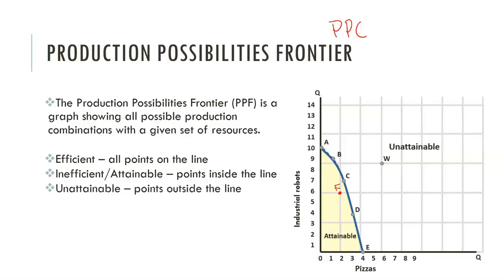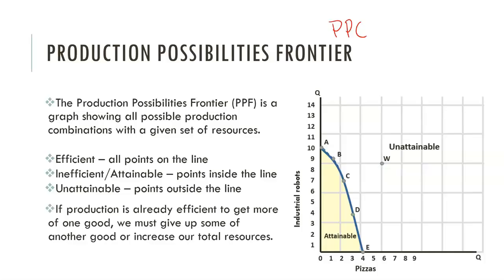And then anything outside the line is considered unattainable. So point W over here, this is at 8.5 robots and 6 pizzas. This is unattainable. We don't currently have the resources in this economy to be able to produce at that level. Now maybe we'll get there if we have economic growth, right? It's still possible we can produce that someday, but not today. What we're going to see when we do our comparative advantage example is that sometimes if we actually work together with someone else who has a different specialty, we can produce at points that would be unattainable if we were trying to do it by ourselves.